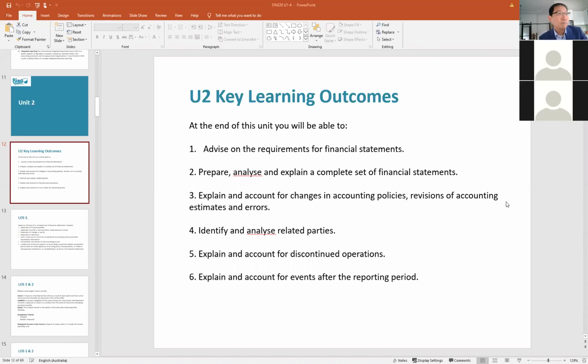Set of financial statements, explain and account for changes in accounting policies, revisions of accounting estimates and errors, identify and analyze related parties, explain and account for discontinued operations, explain and account for events after the reporting period.